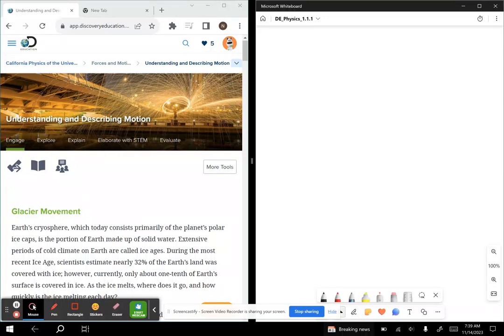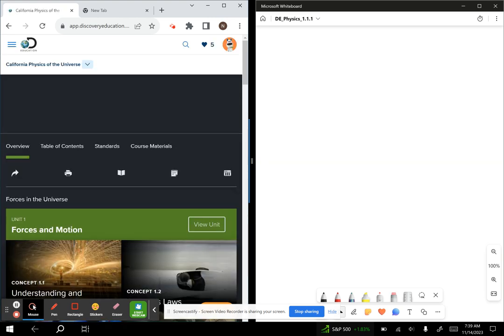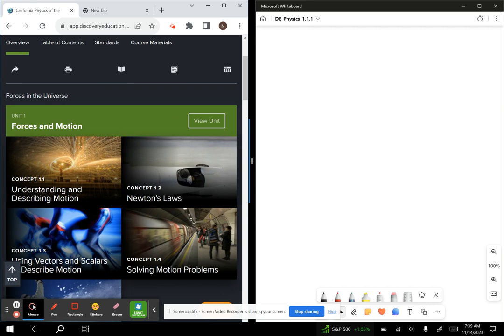All right, good morning. Let's go ahead and dive into our physics text here. Unit 1, Chapter 1, Understanding and Describing Motion. This is all part of the unit titled Forces and Motion.